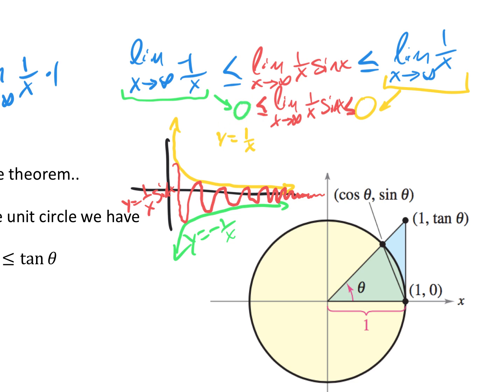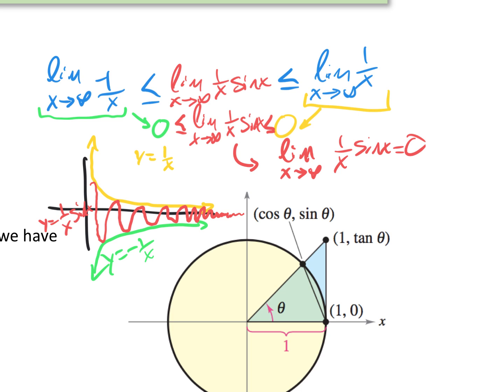So obviously this can only happen when it's equal to 0, right? You can't be greater than something and less than it at the same time, but you can be equal. So this, by the squeeze theorem, is saying that as x goes to infinity, the limit of 1 over x sine x equals 0. So we found the limit, and we proved it using the squeeze theorem.